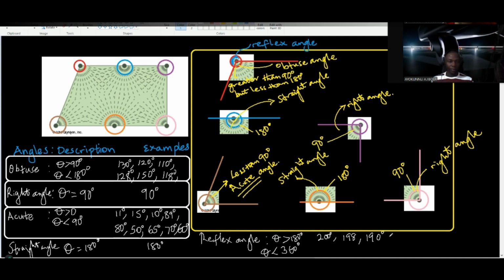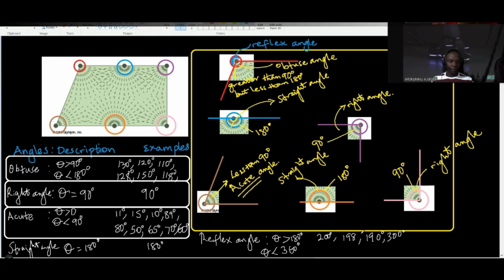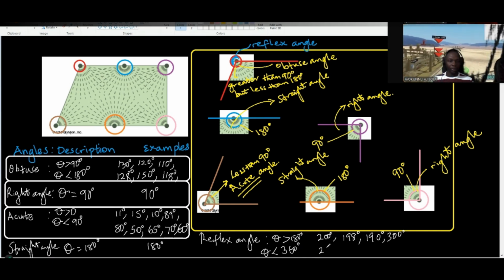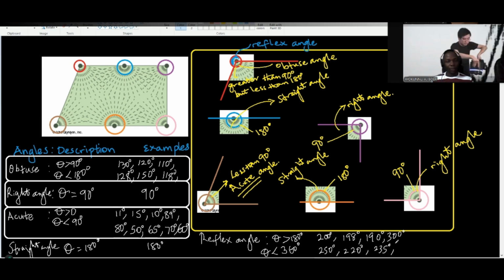300. Okay, 250. Any other one? 220 degrees. 235 degrees. Any other one? Bigger than 180, less than 360. Miggy, give me numbers.